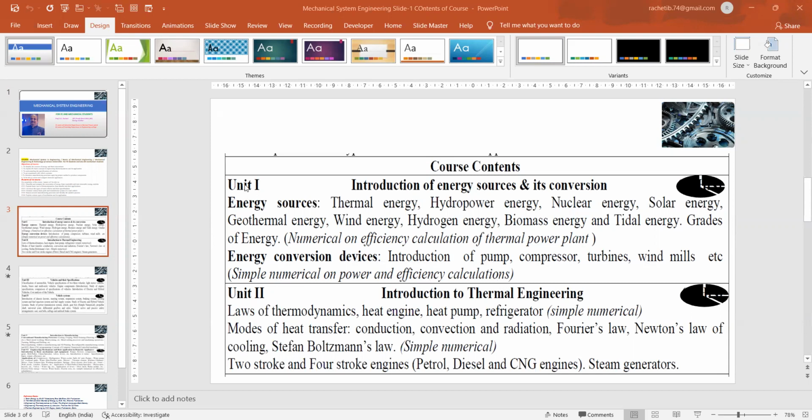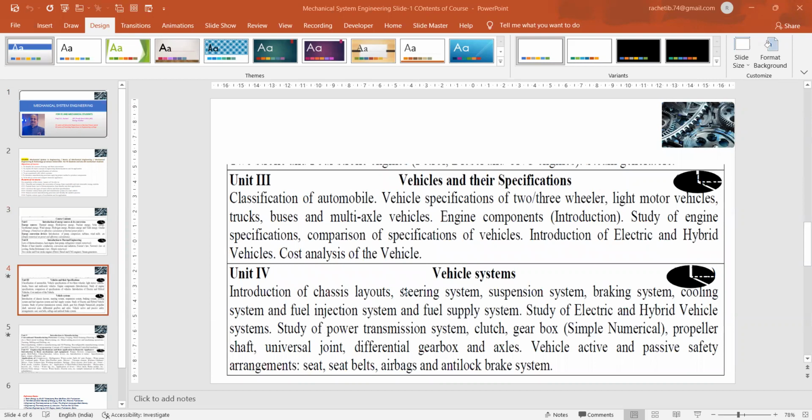In this slide number 2, there will be so many slides for this unit number 1. I have prepared the slides of 10 to 15 minutes each. So it will be 8 to 10 slides for unit 1, and like that for other units also. So we are going to study in detail about unit 1, introduction to energy sources and its conversion. And then unit 2, we have seen, is introduction to thermal engineering.